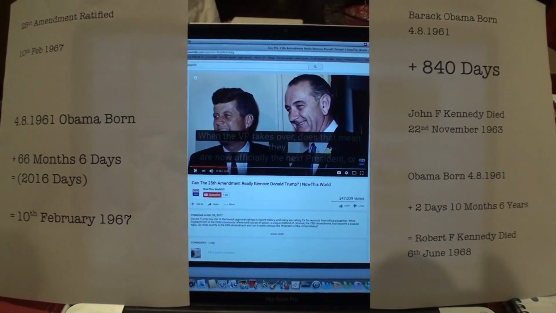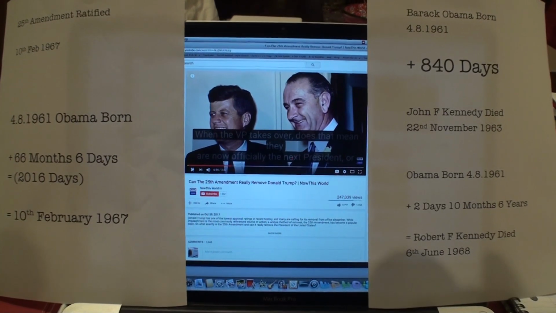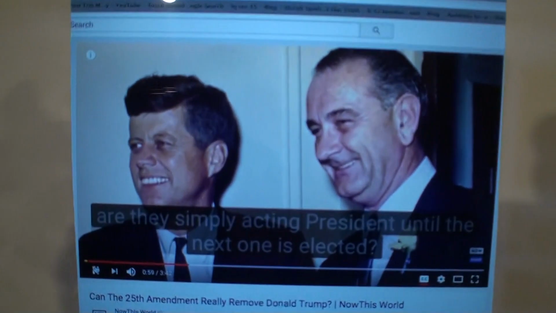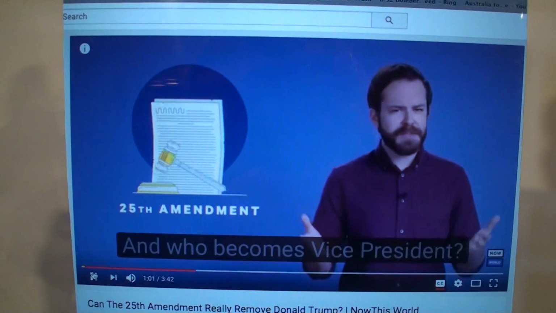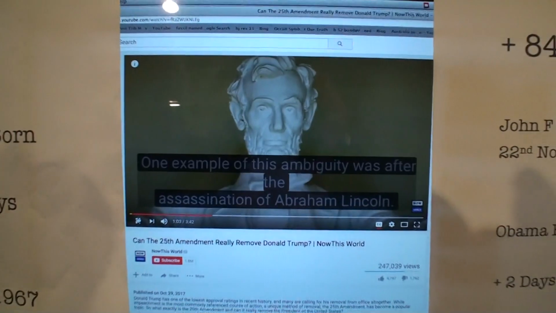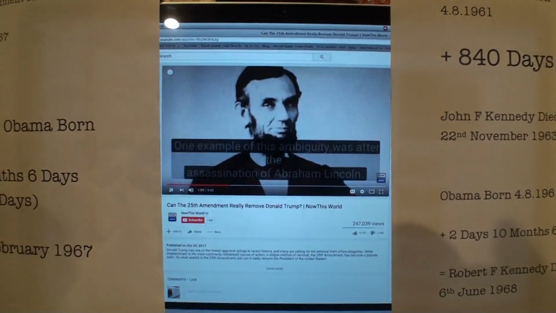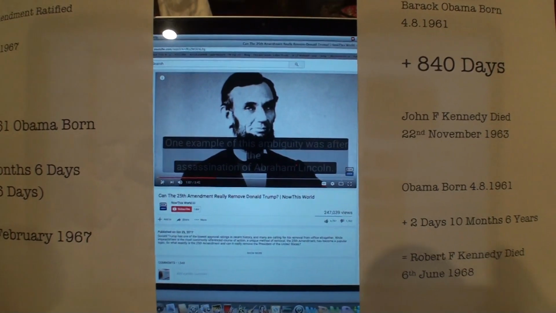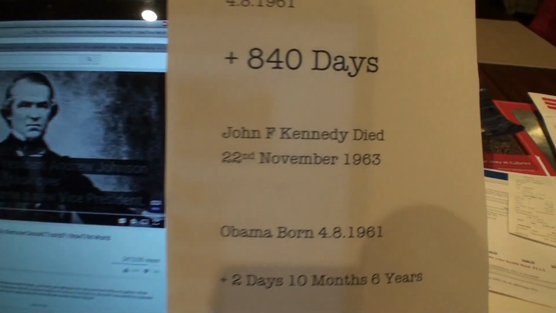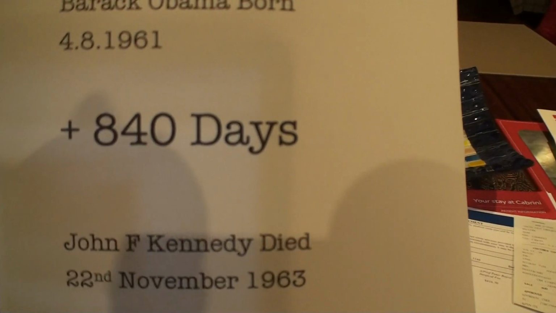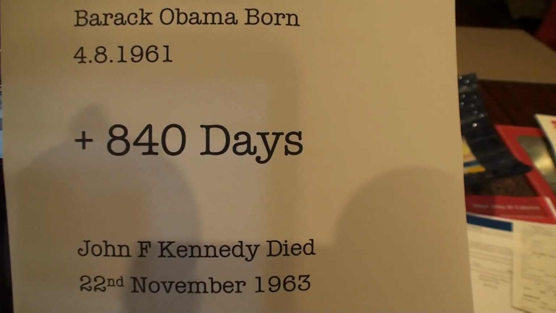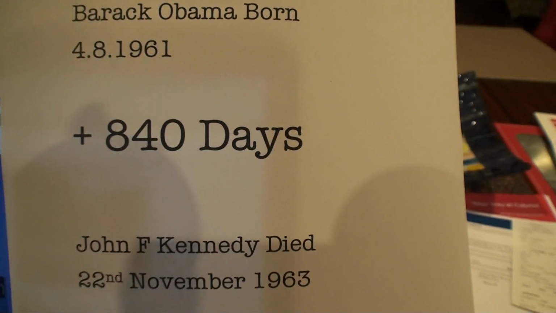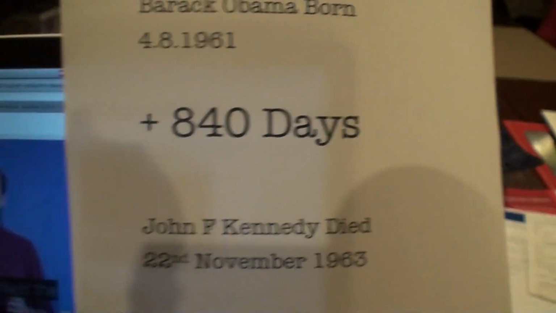When the VP takes over, does that mean they're now officially the next president, or are they simply acting president until the next one is elected? And who becomes vice president? One example of this ambiguity was after the assassination of Abraham Lincoln. When Vice President Andrew Johnson took over, he didn't name a new vice president. 3 years later, he was impeached. Had the Senate voted to remove him from office, which they did not, there would have been no second in command to take over the presidency.